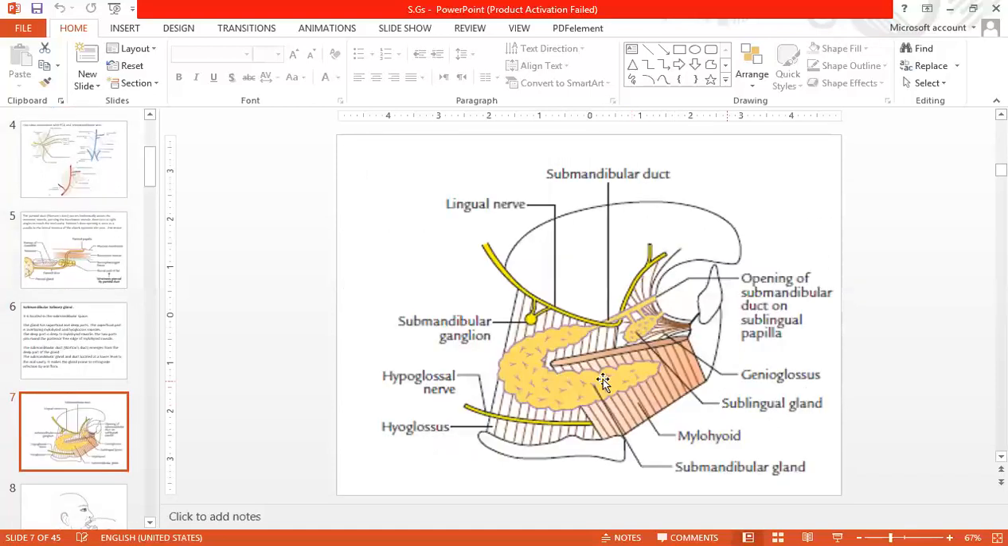As you see here, this is the superficial part of the gland, and this is the deep part of the gland. From the anterior surface of the deep part of the gland emerges the duct that opens in the floor of the mouth, and there is a close relation of the Wharton duct with the lingual nerve.